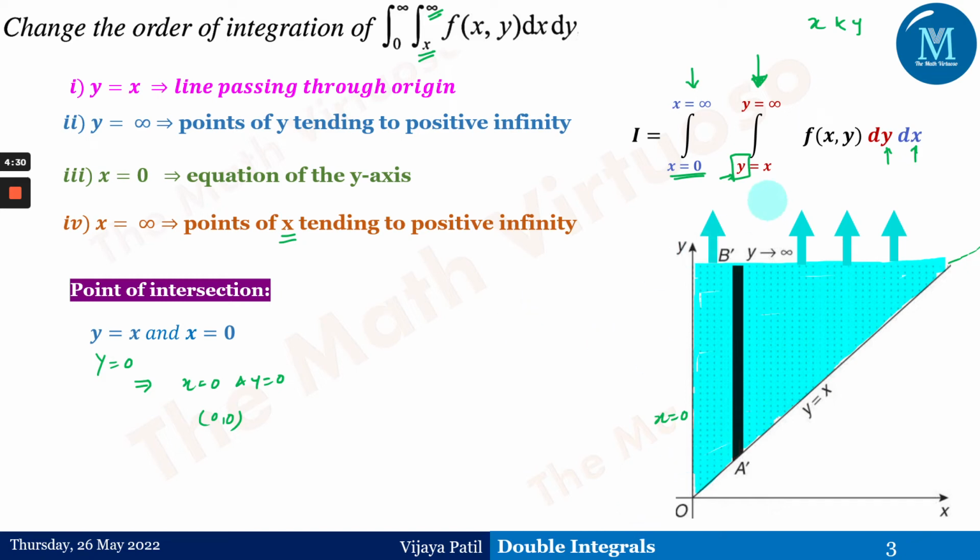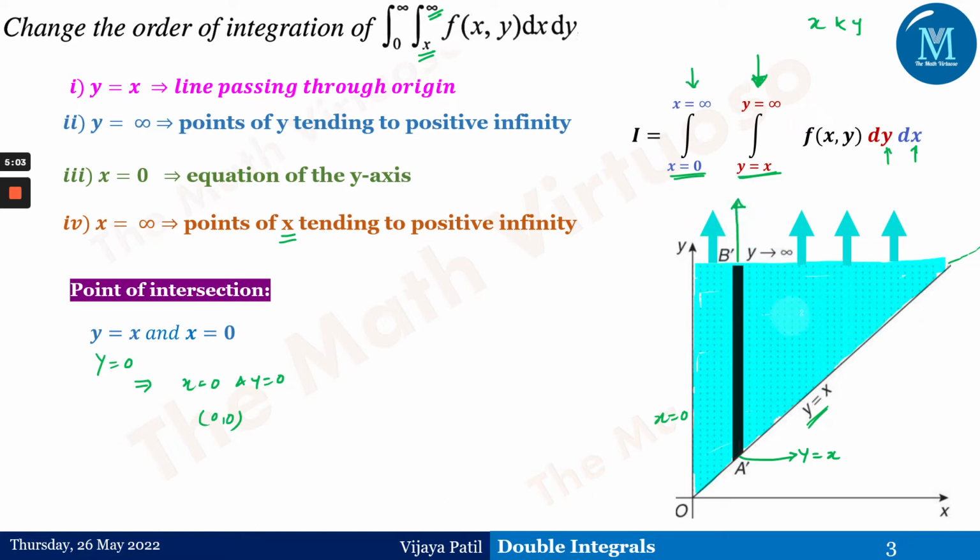Again, the inner limit, the lower limit, is lying on the line y equals x. So for this particular strip, which is parallel to the y-axis, the lower end lies on the line y equals x, which is this line. And the upper end is at y equals infinity. So y equals infinity is like this, it will go on and on, towards the positive y-axis. So this is the other end.